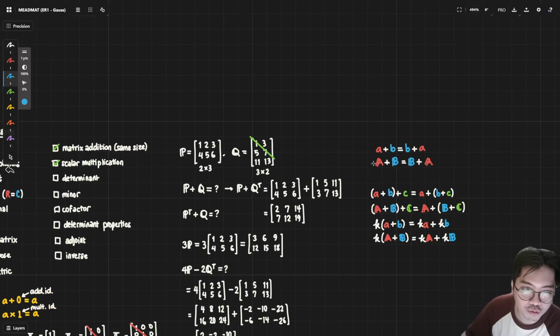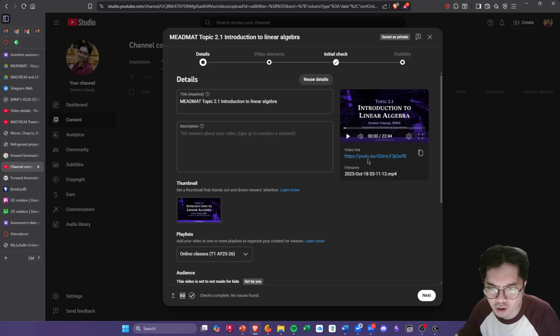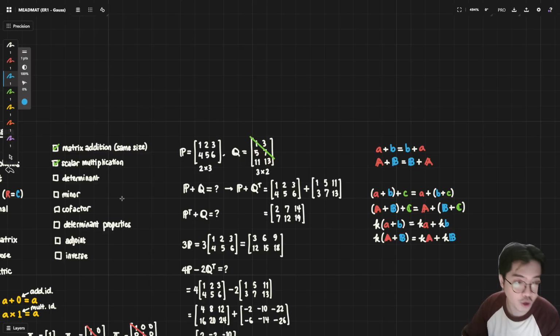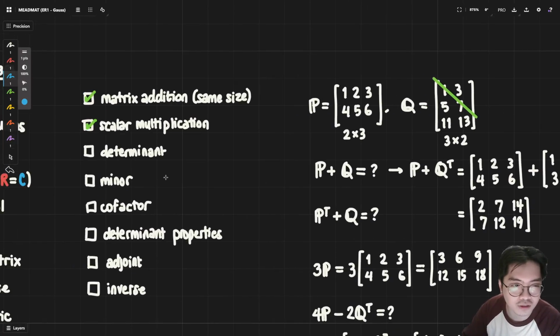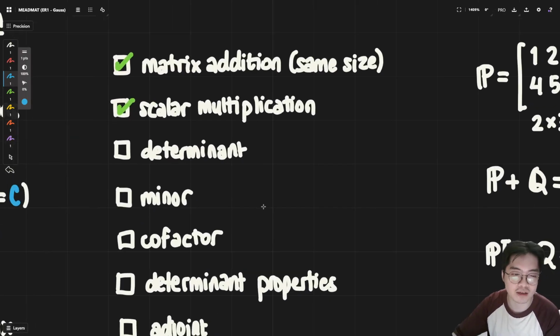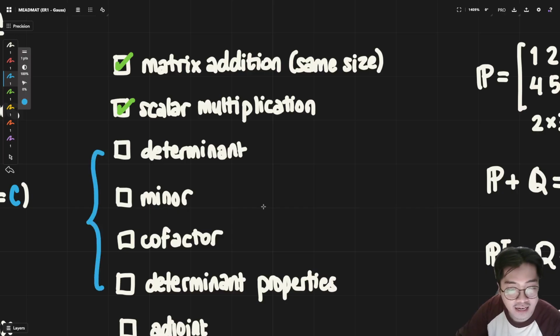Now, we're going to get into the hard part, the determinant. Wait a second. How long has it been? It has been 9 minutes. Okay, so we can go a little bit more into the determinant because this is not just the determinant itself. It will have to go into basically everything else in here.